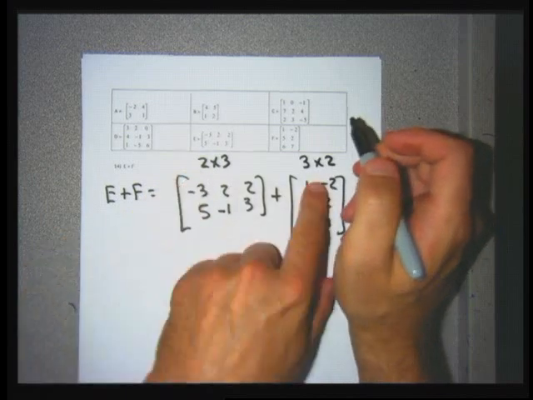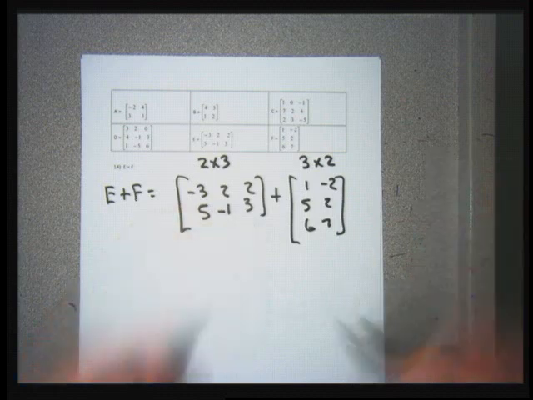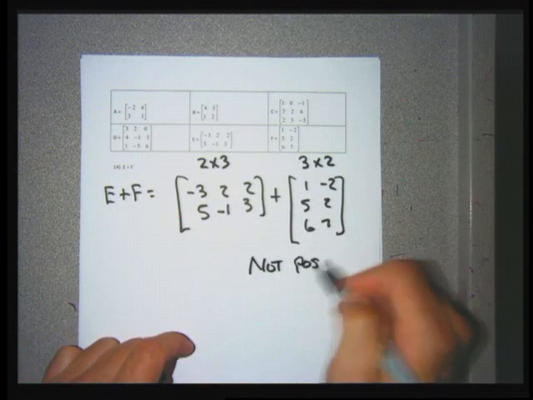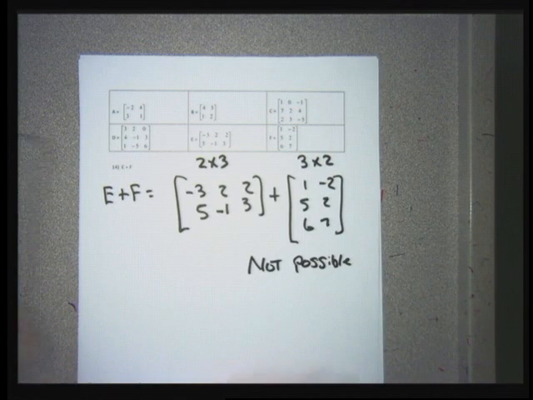Because the dimensions aren't exactly the same, I can only add a 2 by 3 matrix to another 2 by 3 matrix. This is also going to be not possible. Can't be done. You can't add these together. My calculator will know this just as well.